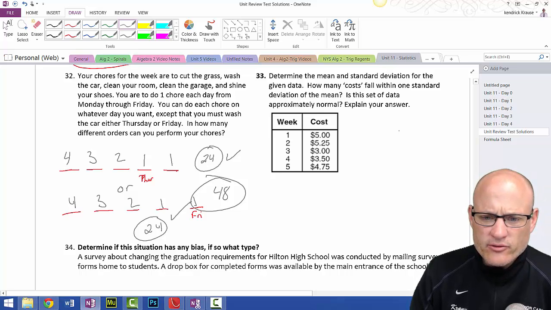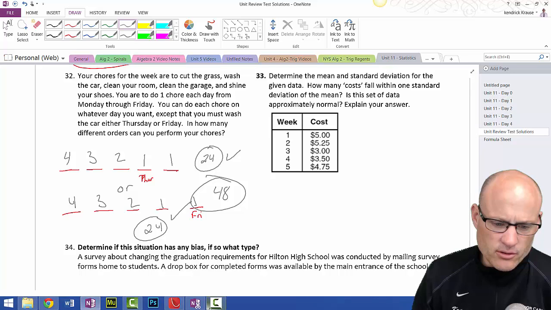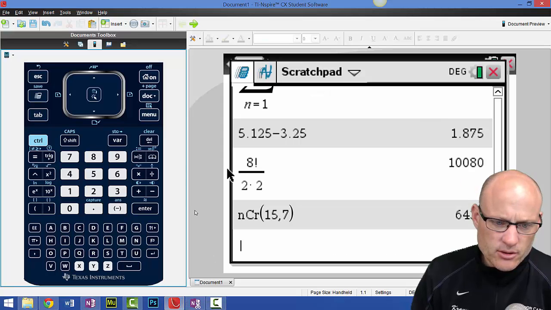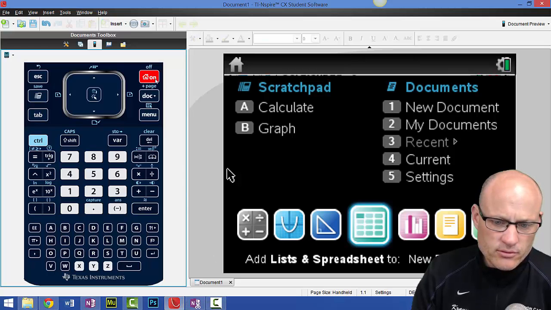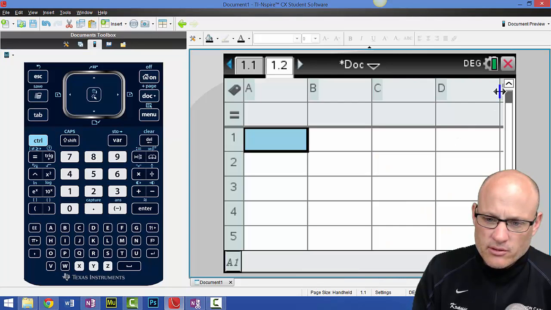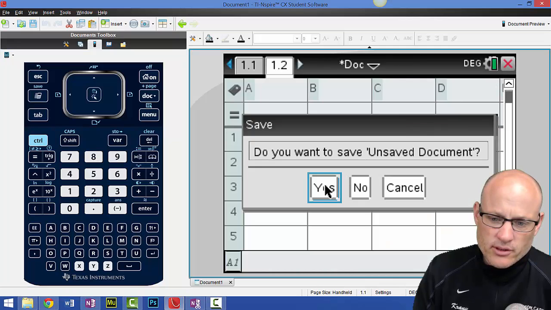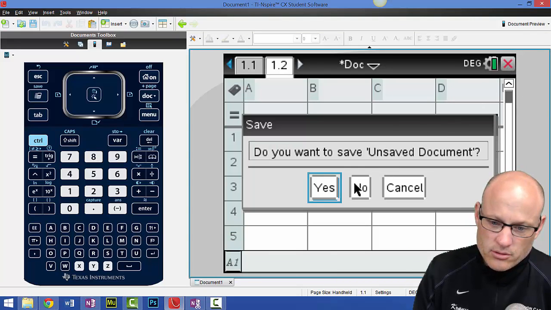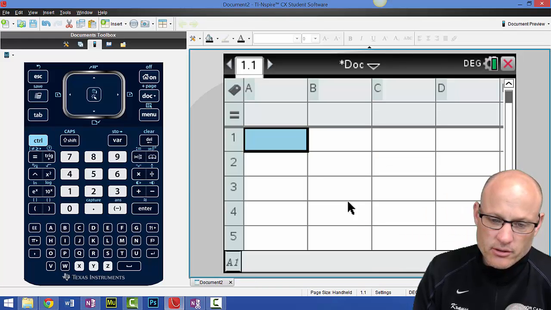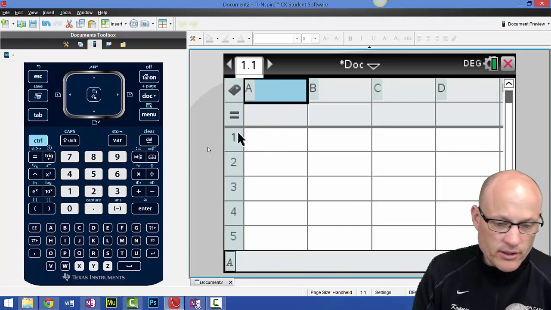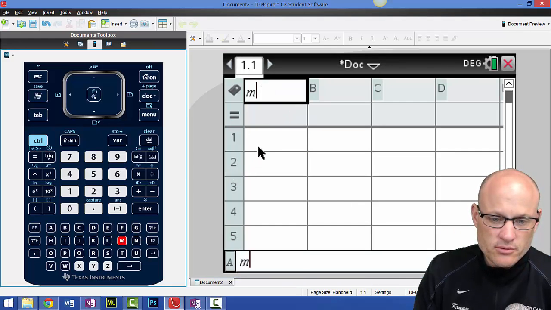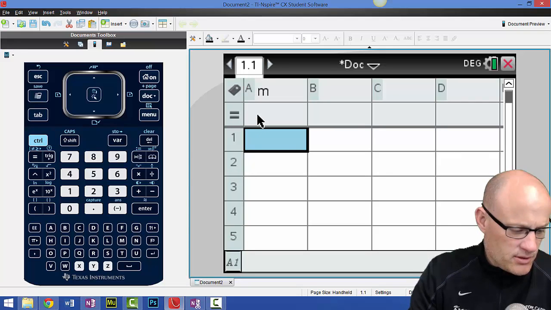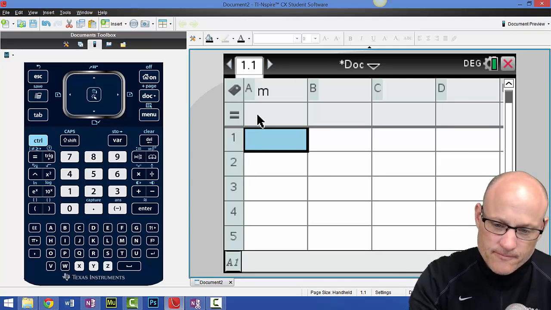Determine the standard deviation. We're getting how many costs fall within 1 standard deviation of the mean. So I go to my calculator, go to my list. Get rid of the old data. Money again. We'll call it M. It was the same list.